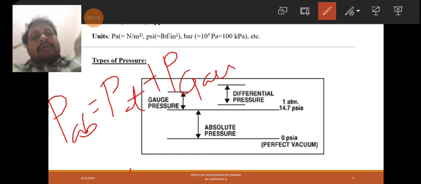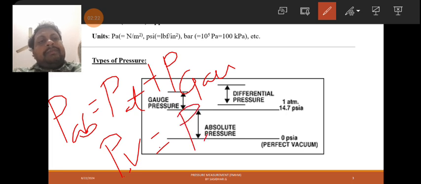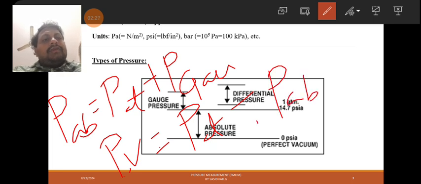Then coming to vacuum pressure, it is equal to atmospheric pressure minus absolute pressure. Vacuum pressure is nothing but atmospheric pressure minus absolute pressure. Absolute pressure is nothing but atmospheric pressure plus gauge pressure. So this is the relation between the pressures, gauge pressure and vacuum pressure.